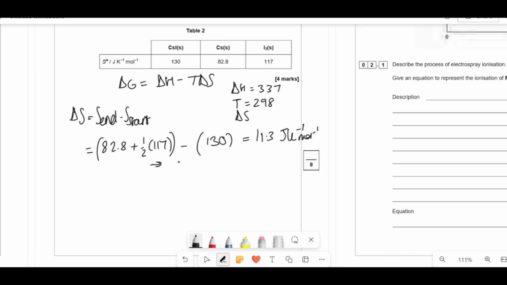So that's going to become 11.3 times 10 to the minus 3. I'm just going to leave it like that. It's the same as saying divided by 1,000 kilojoules per Kelvin per mole.